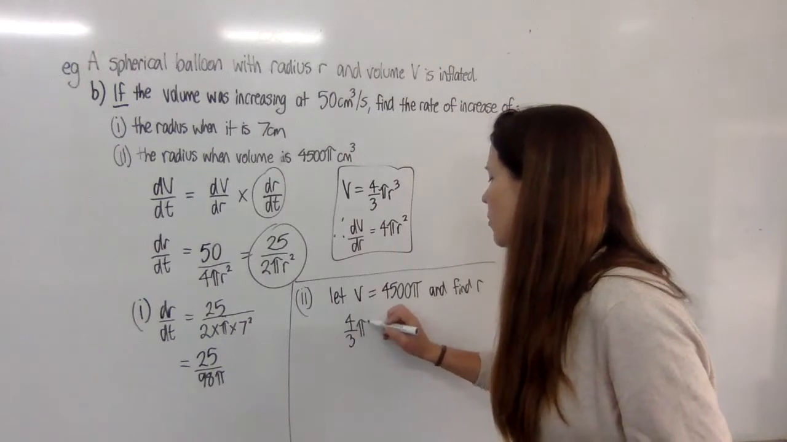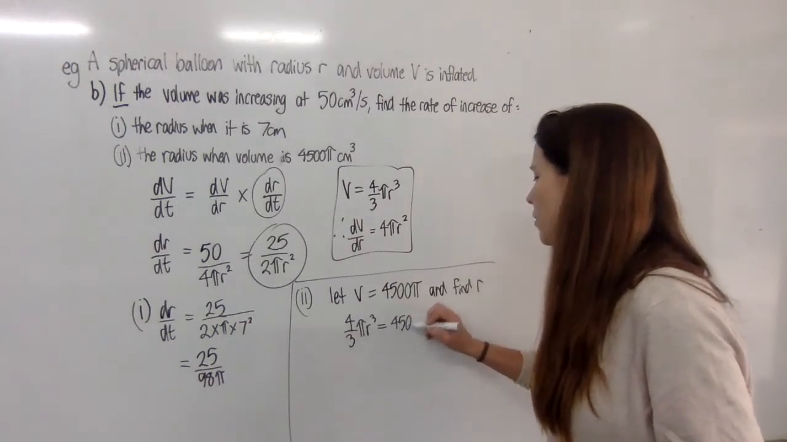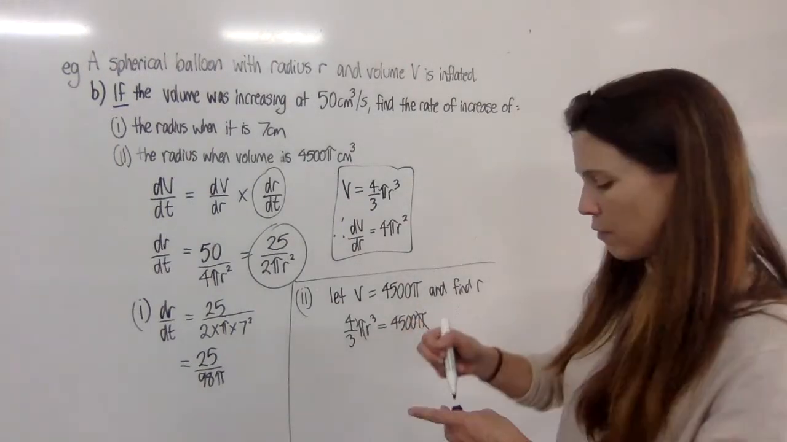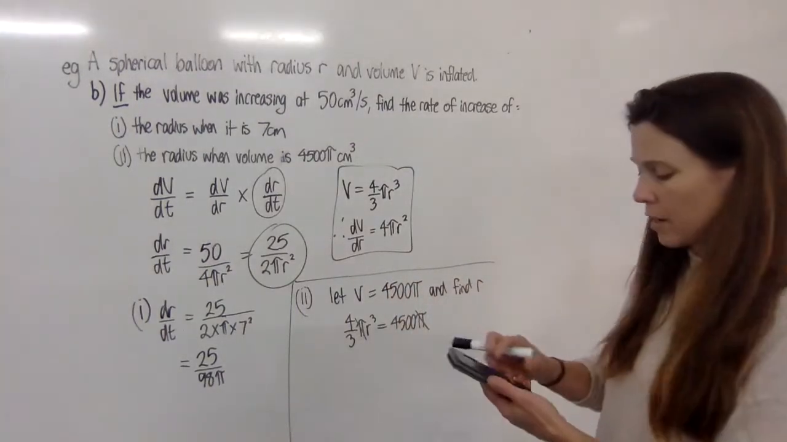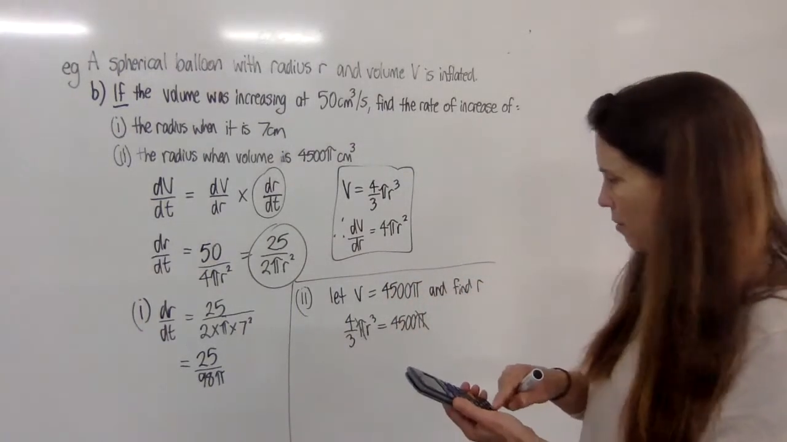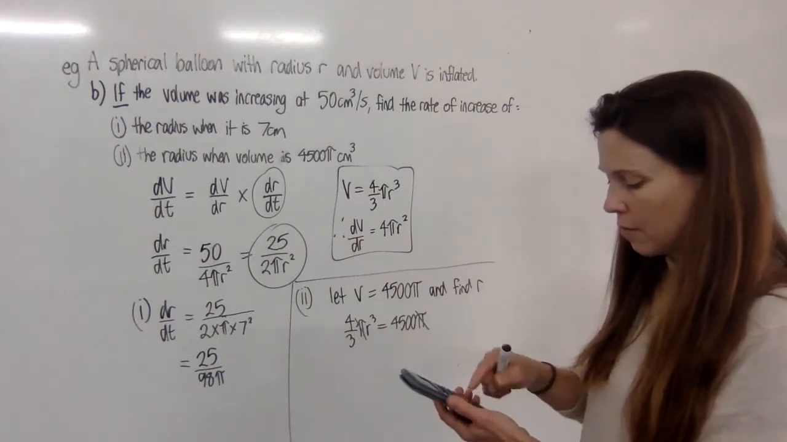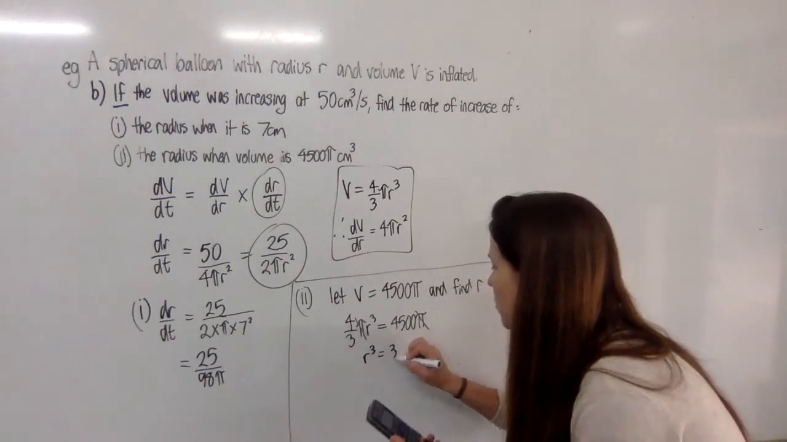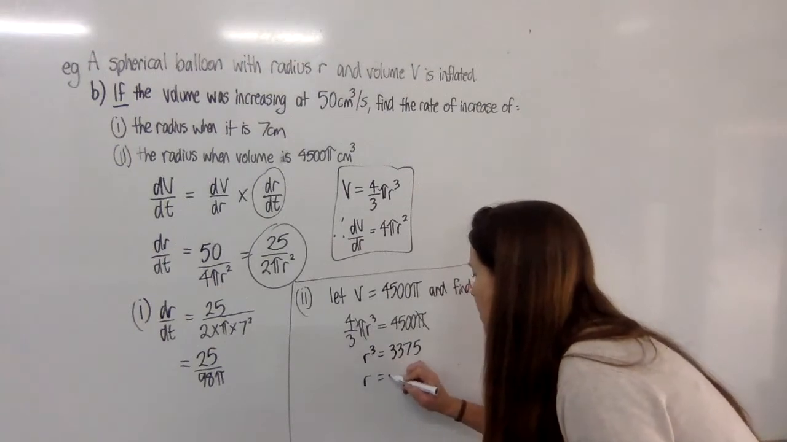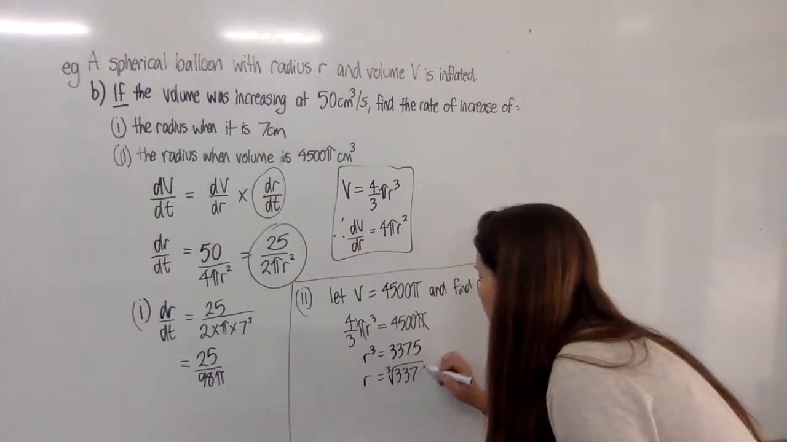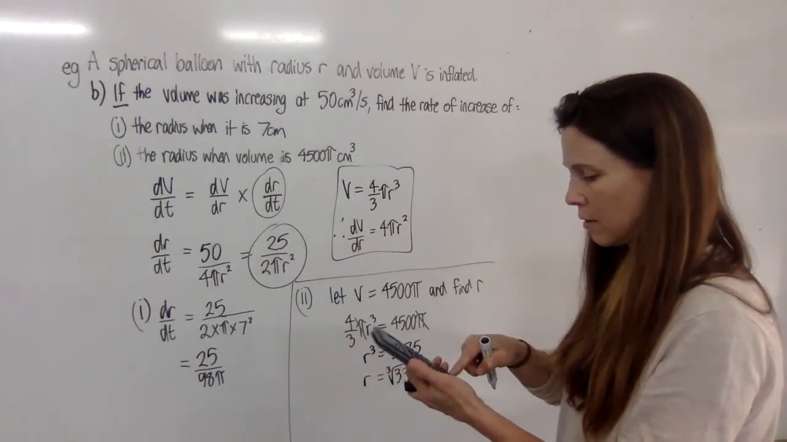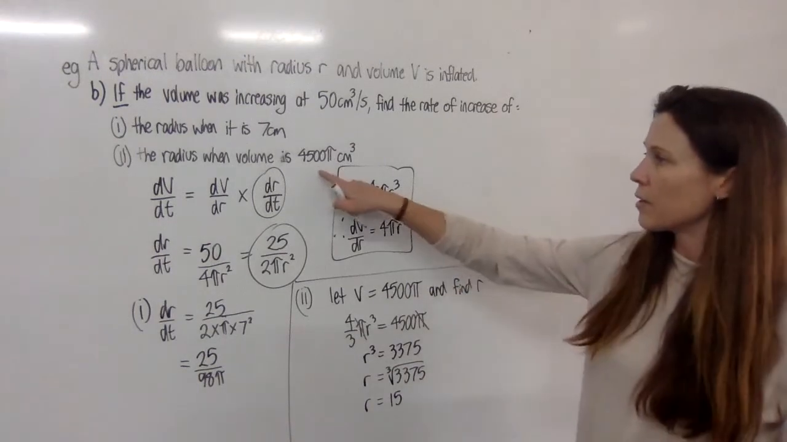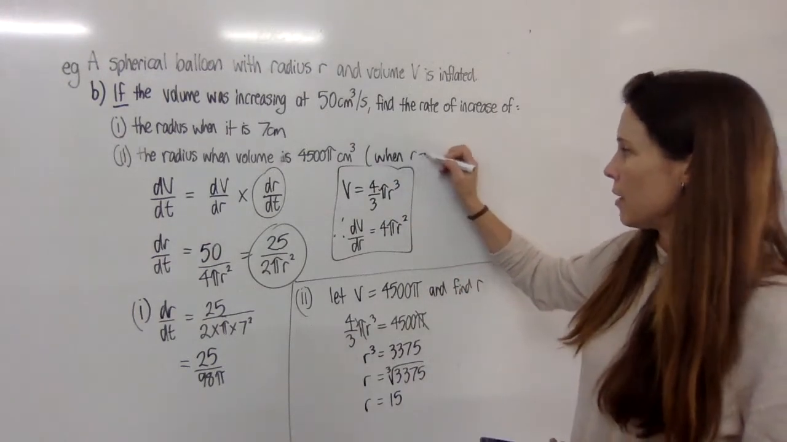So I've got 4/3 pi r cubed is equal to 4500 pi. I can divide both sides by pi. I can multiply 4500 by 3 and divide it by 4, or just divide it by 4/3, same thing. 4500 divided by 4/3 is 3375. So I can see that r cubed equals 3375. So the radius must be the cubed root of that, which is 15. That worked out nicely. Okay, so what they're saying is, in other words, when r is 15.